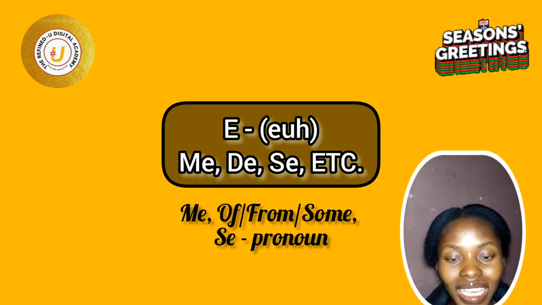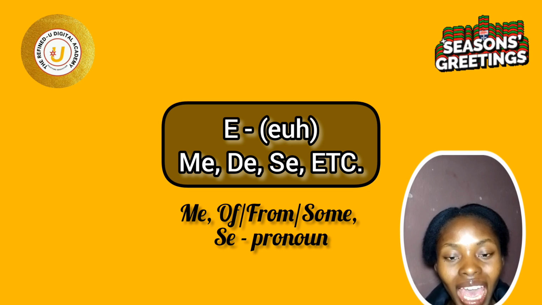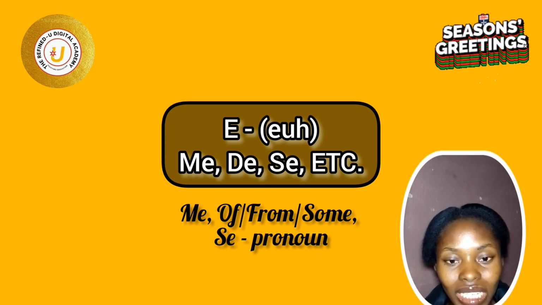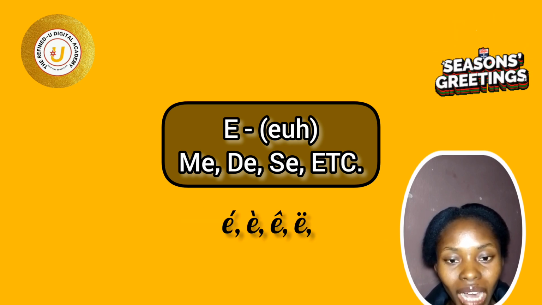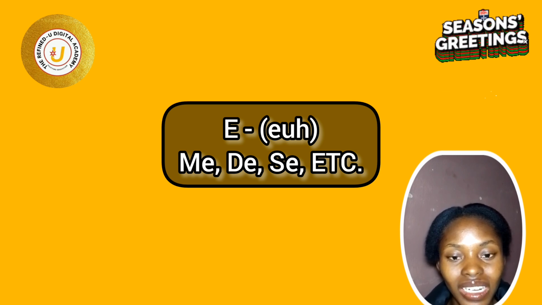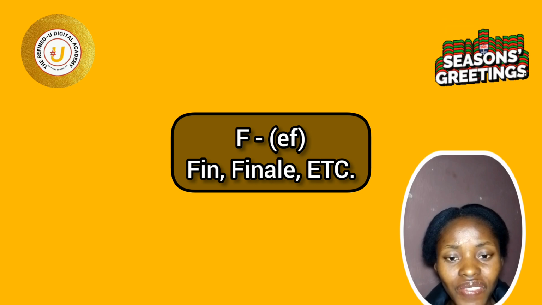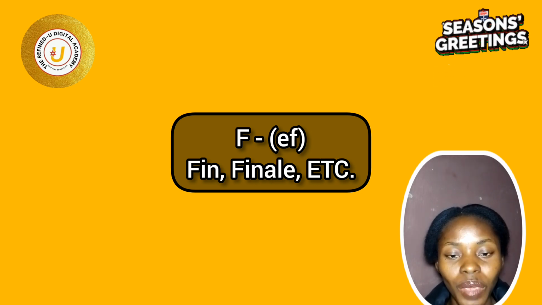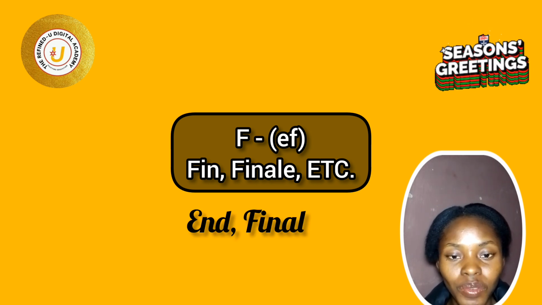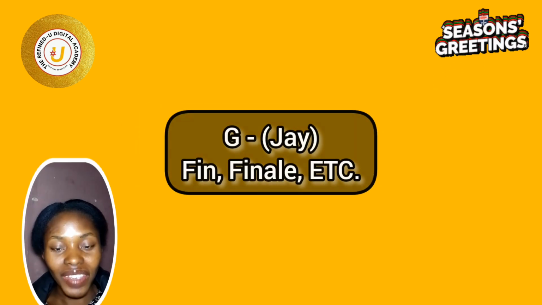So when you see E in the middle of other letters, it is most likely pronounced that way, except if there is an accent on it. That is why I will always refer you back to the first video so that you see how different accents affect the different pronunciations. Then we have the letter F. The letter F is pronounced as F, and we have words like fin, we have words like final, ainsi de suite.